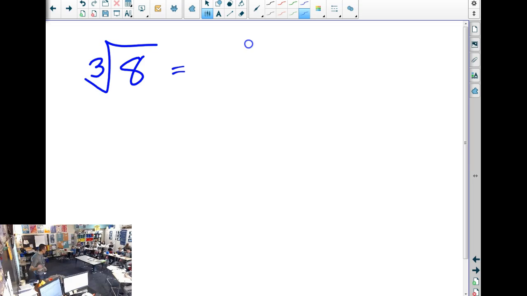Let's see if we're all awake. Quinn, cube root of 8? 2, because 2 times 2 times 2 is 8.